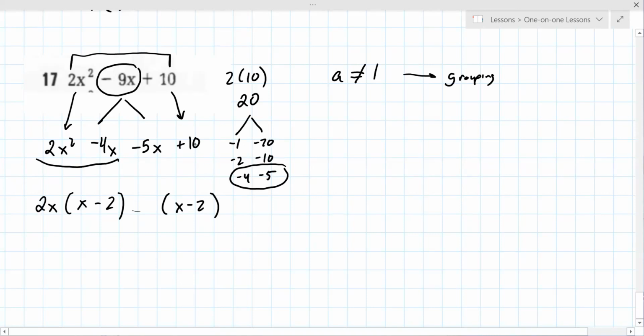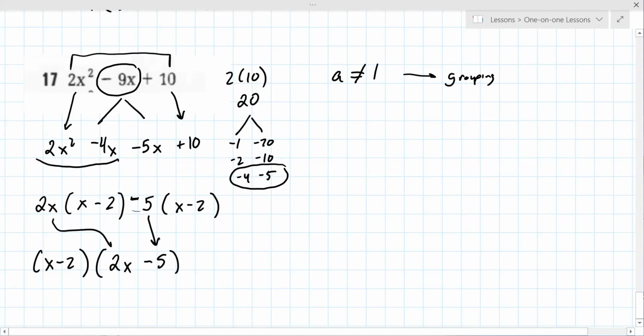Sometimes the number is easier to get back to 10. It's up to you, whichever way you look at this. What number times 2 gets back to 10? 5. 5, but we want to go from negative to positive, so it must be negative 5, because negative 5 times x gives you minus 5x. So now the last step here is you take each of these, which is common to both, and you write it out front. And then you bring the other ones in, 2x minus 5.